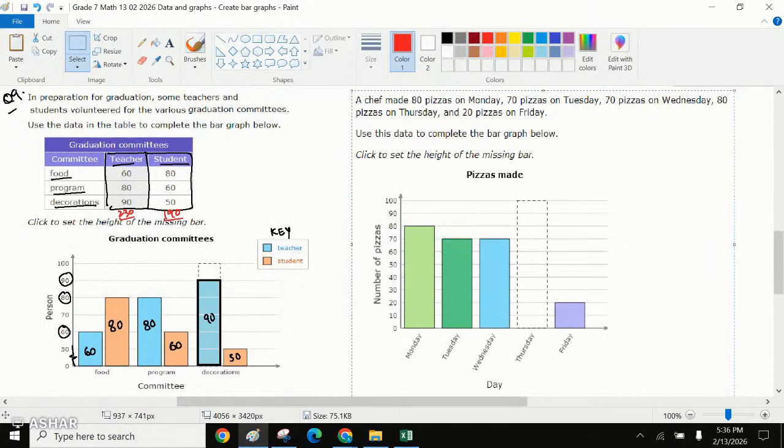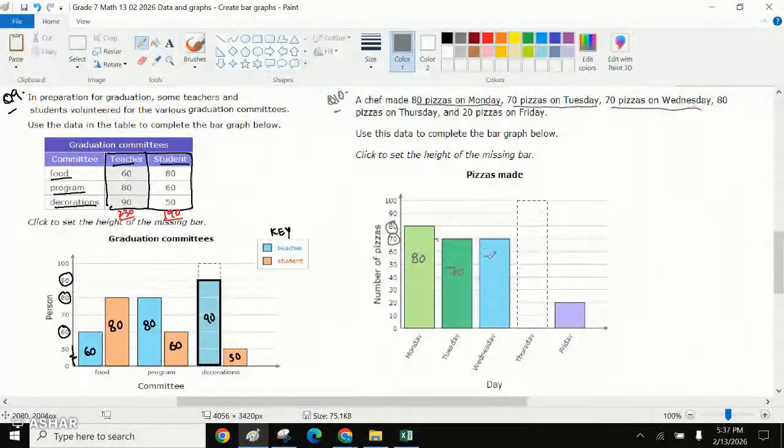For question number 10, it says 80 pizzas on Monday. The height should be 80. Agreed. 70 pizzas on Tuesday. The height should be 70. 70 on Wednesday. And 20 on Friday. Right? So how many pizzas were there on Thursday? On a Thursday, there were 80.